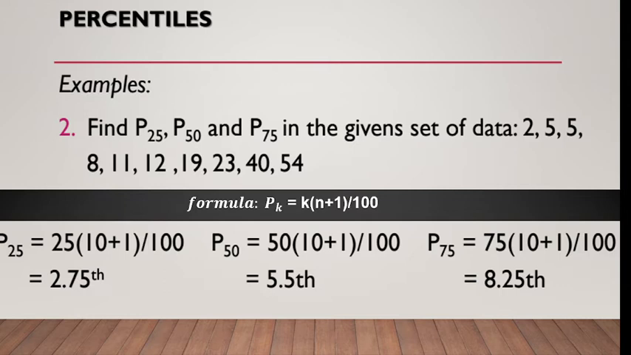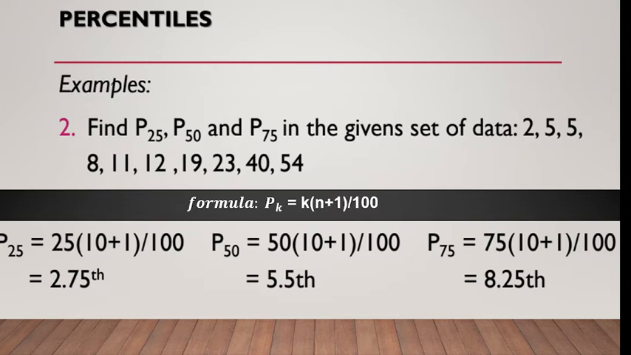Then the next one is P sub 50, or we can call it the median. So substitute all the values. We can have 50 times 10 plus 1 over 100. Then 50 times 10 plus 1 over 100 is equal to 5.5. Then the position of P sub 50 is rounded off to the sixth. So the sixth value in the given set of data is equal to 12.